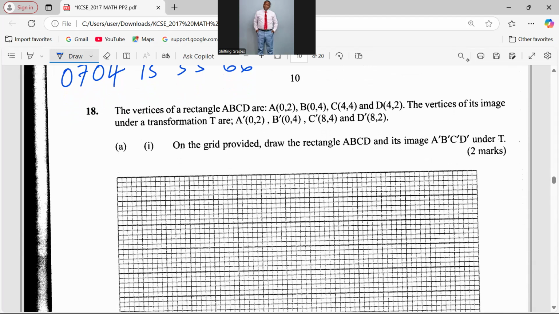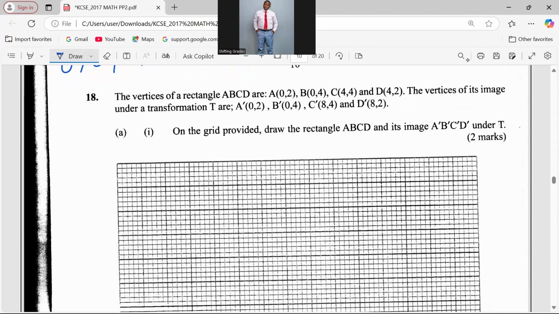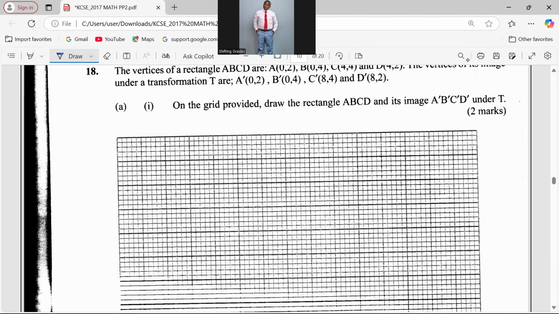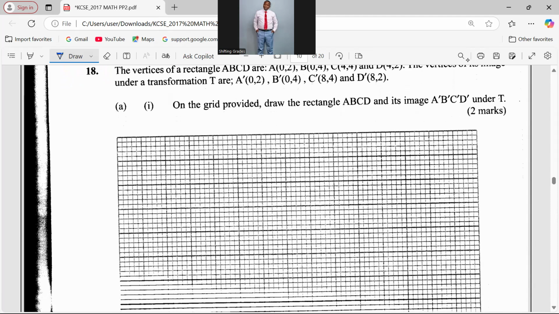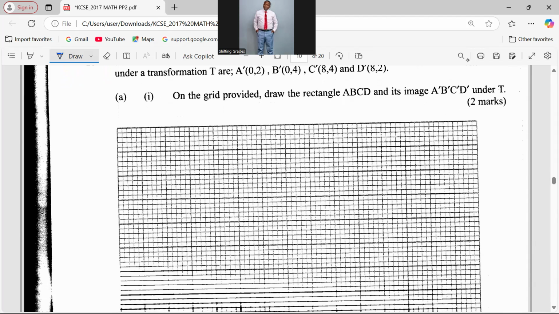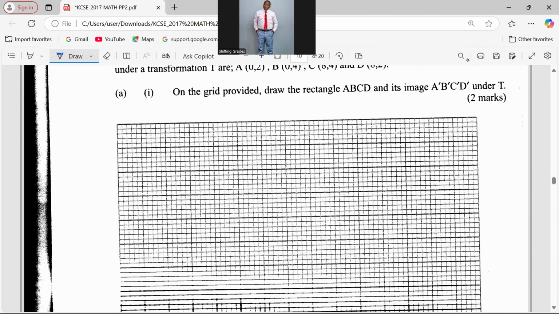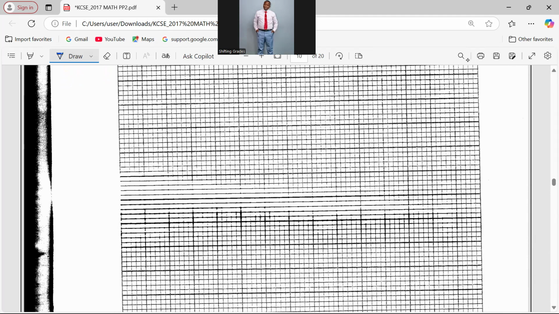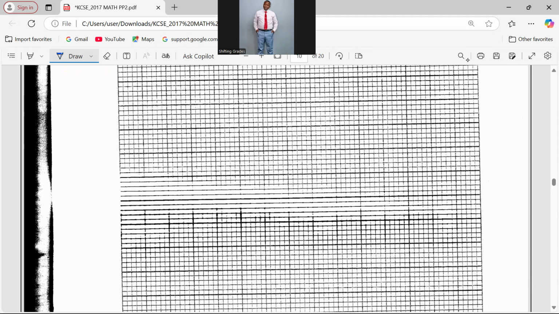The vertices of its image under a transformation T are A'(0,2), B'(0,4), C'(8,4), and D'(8,2). Part (a)(i): on the grid provided, draw the rectangle ABCD and its image A'B'C'D' under T. So let's begin there.